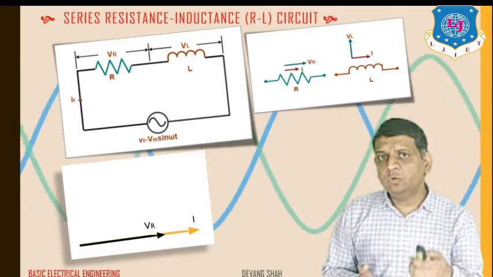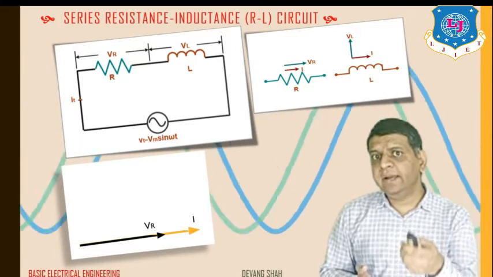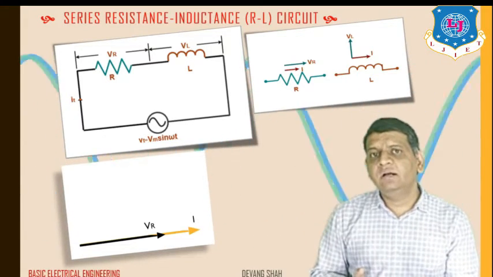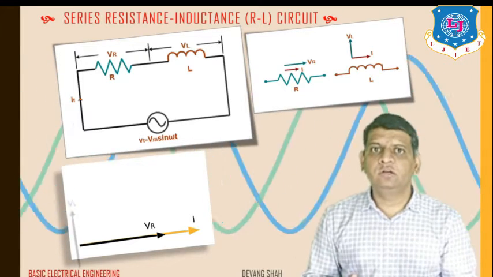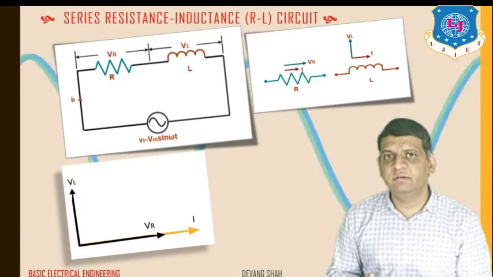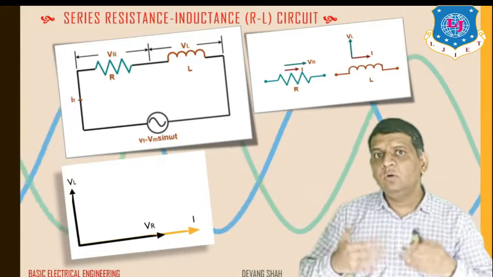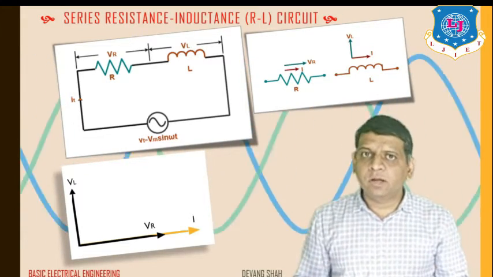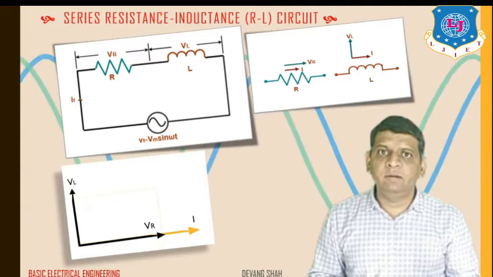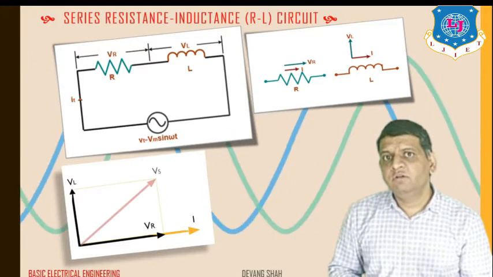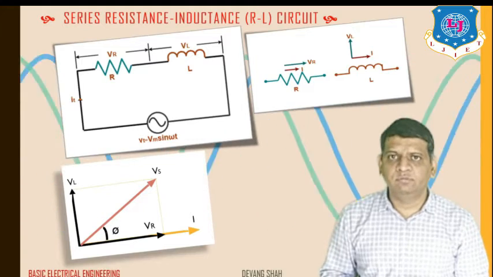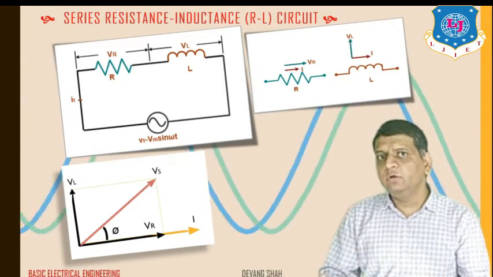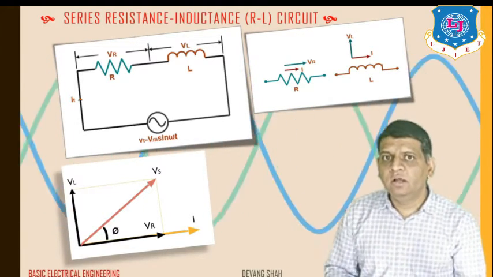Same way, the voltage across the inductor is 90 degrees ahead of the current. So I can represent this vector as VL. Now, if I apply the parallelogram method, I can find my resultant vector V, that is my applied voltage, and that is the diagonal of this. From this, you can also find the resultant value of angle phi.